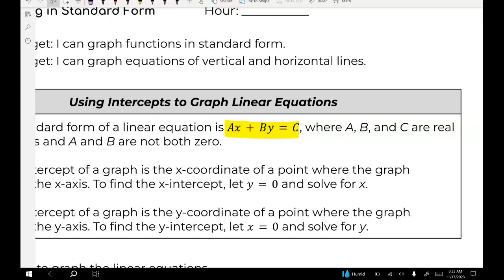And those two points have specific names. This is called the x-intercept. An intercept is just a fancy word for a point where something crosses. So you think like an interception in football, that's when the possession crosses over to the other team. Same idea here, x-intercept. This, since it's on the y-axis, is called our y-intercept.